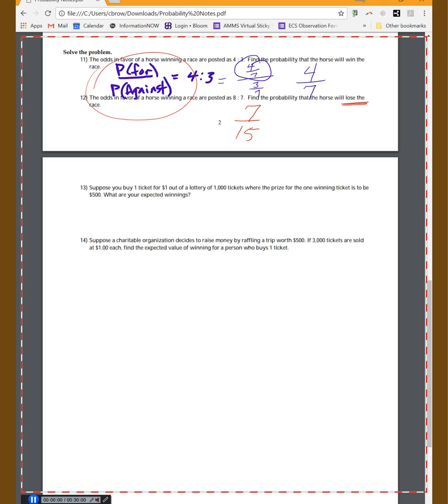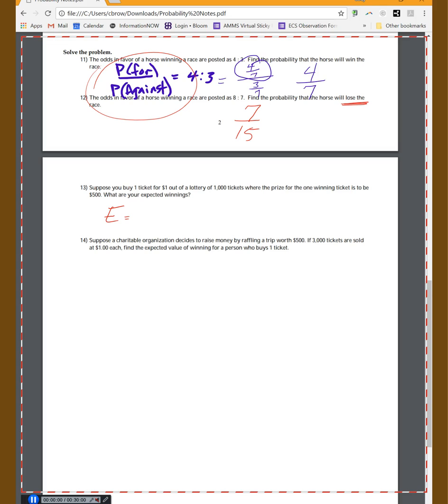So expected value is denoted by an uppercase E. What you would do, there's probably going to be two pieces of expected value in the problems we do. Before we talk about what those pieces are, let's look through what our problem tells us. It says suppose you buy one ticket for $1 out of a lottery of 1,000 tickets. The prize for the one winning ticket is to be $500. What are your expected winnings?